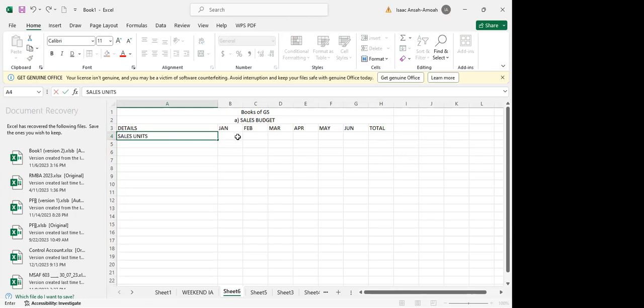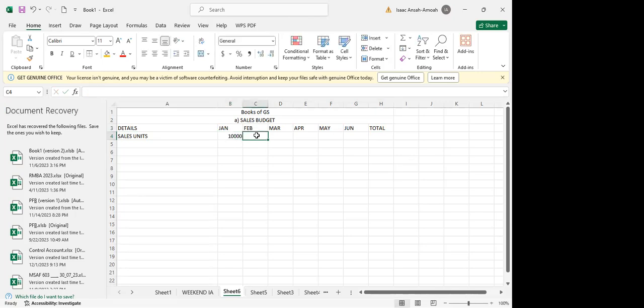Sales unit for month 1 and 2 are 10,000. Okay. So month 2 will be 10,000. But month 3, they said that it increased by 15% month on month. So it means every month our sales would increase by 15%. Every month our sales would increase by 15%. So how do we do it?